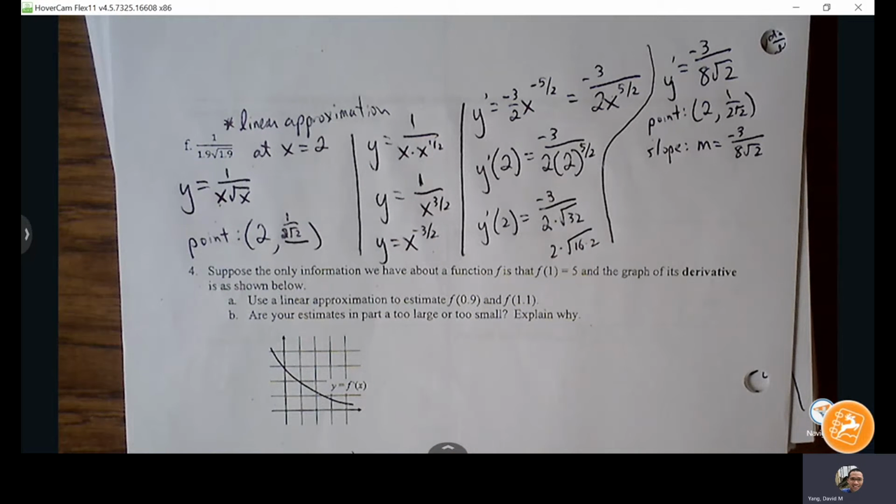My calculator was set to the wrong mode. Oh, it was in radian. Yeah, it was in radian. Oh, so radian should be okay. You want to go back and finish this? Sure. Yeah.